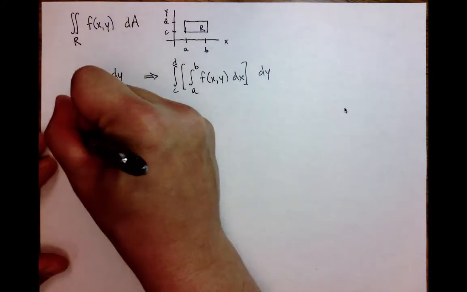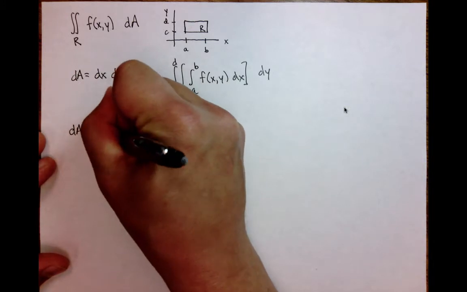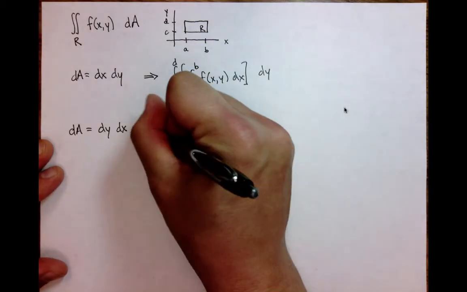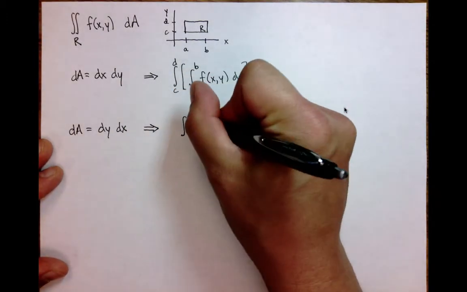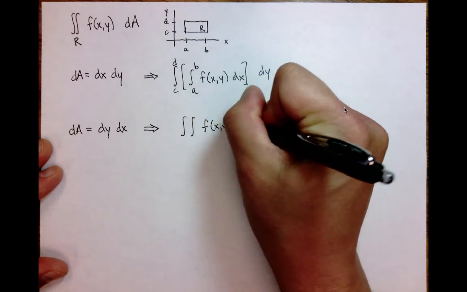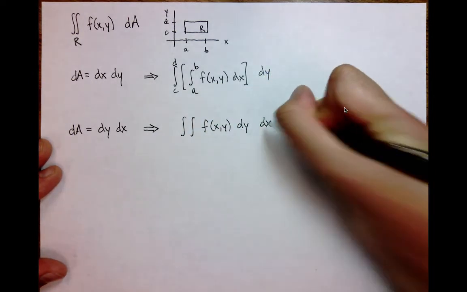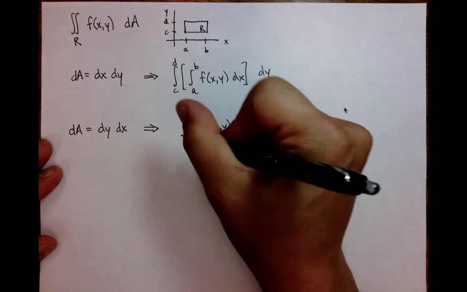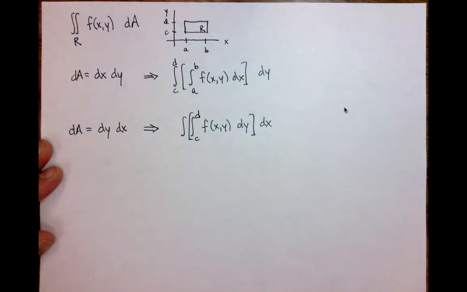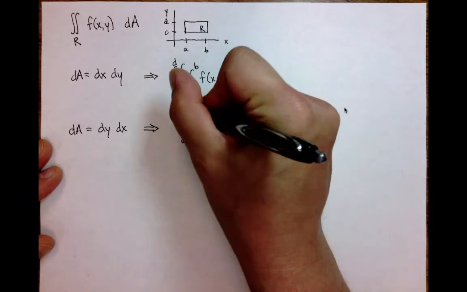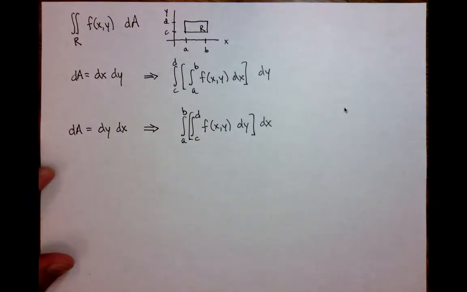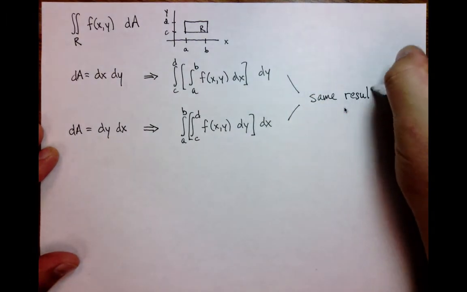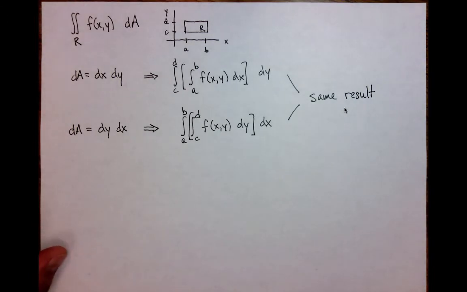But of course we could have just as well written down that dA is dy times dx. It doesn't make any difference to computing a little patch of area. So if we did that, then we'd write down the double integral of f of xy dy dx. And if we go from the inside out again, okay, that's an integral in y. Y goes from c to d. Then I have an integral in x. X goes from a to b. These give the same result. We have two paths to get the same answer.